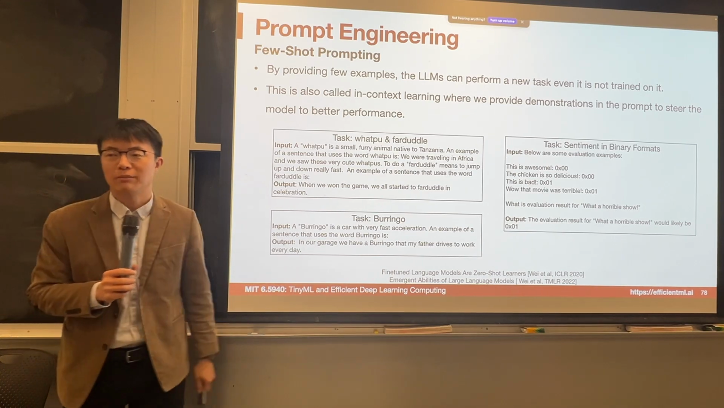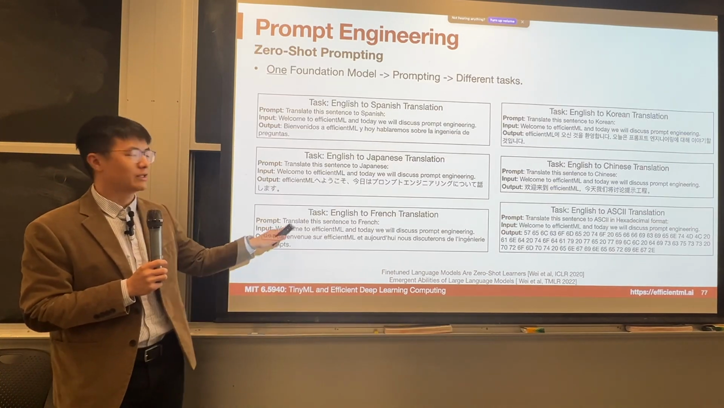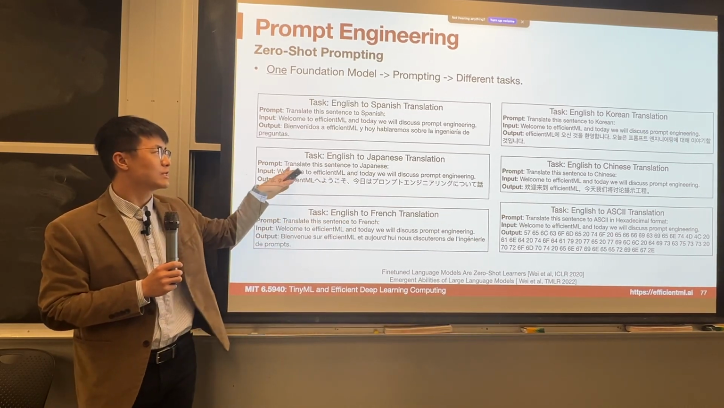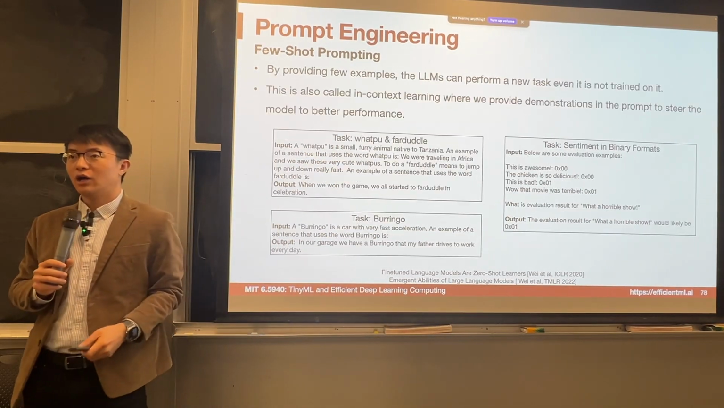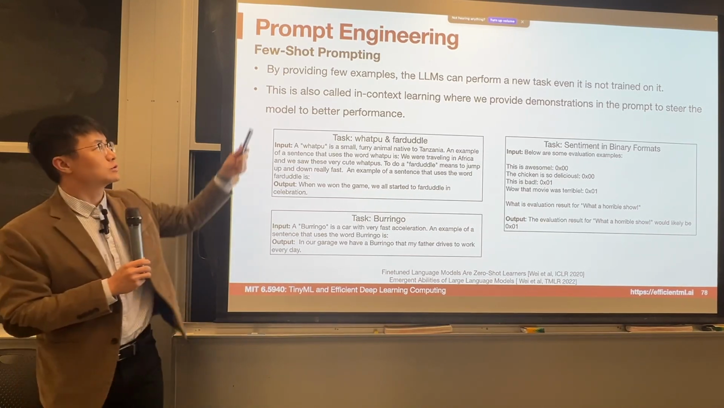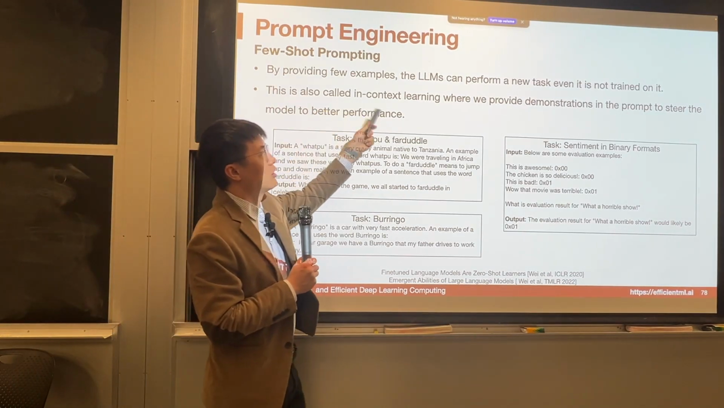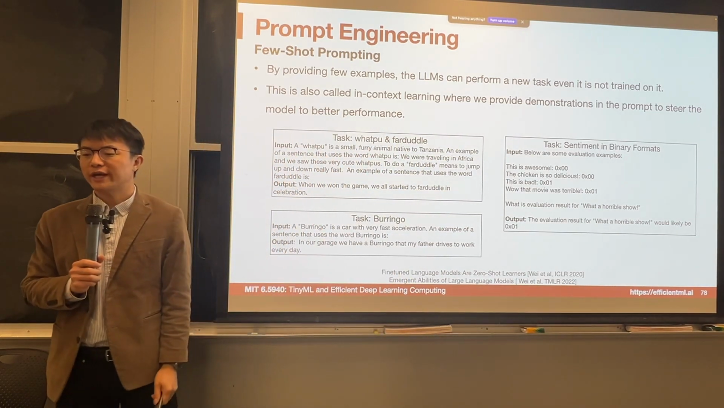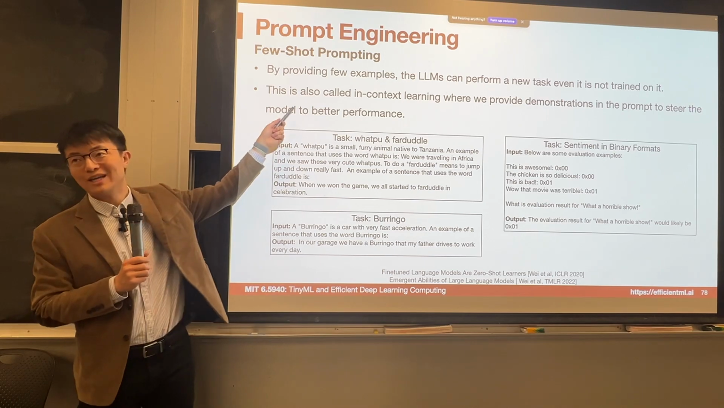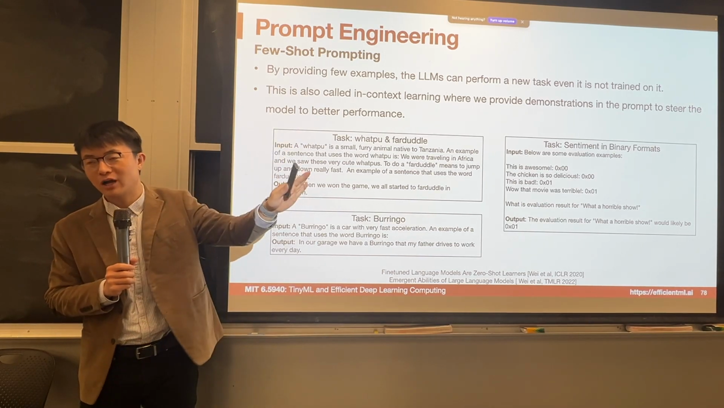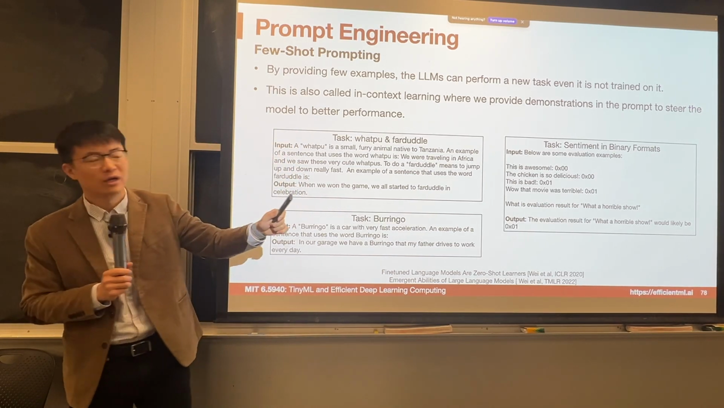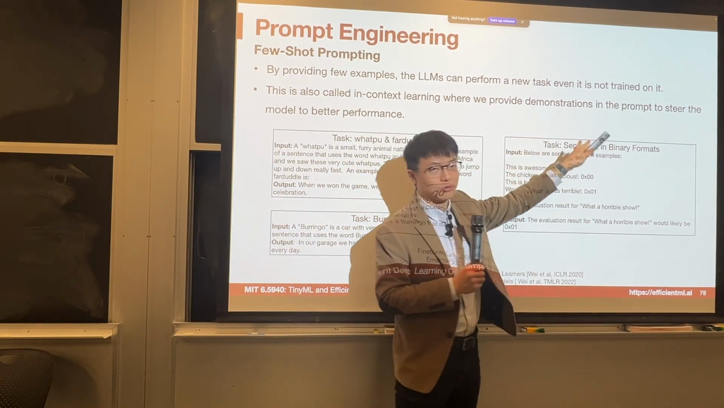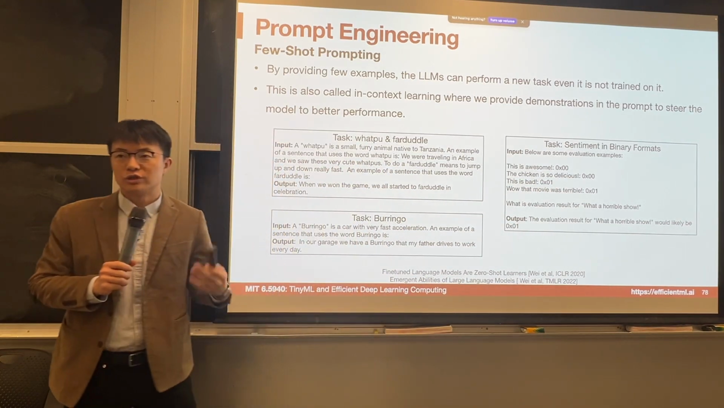And also few-shot prompting. Previously, we were not giving any examples. We were directly describing the task, like translate this sentence to Japanese. Now, we want to give it a few examples. By providing a few examples, the LLM can perform a new task, even if it has not been trained on it. This is also called in-context learning. Give it some context, give it some examples. We first provide some demonstrations in the prompt to achieve better performance.